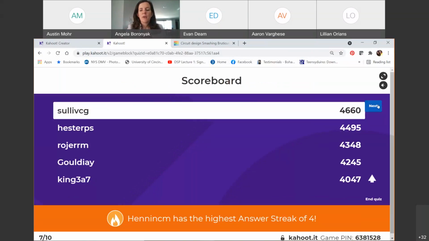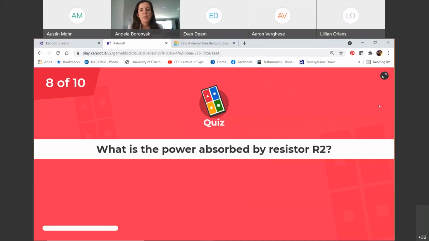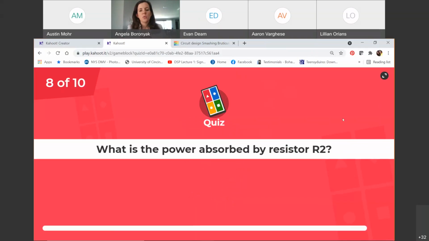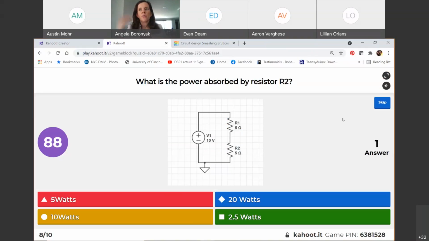Sullivan, CG, Stone lead, followed by Hester. Question 8. What is the power absorbed by resistor R2? I think this is the last of our review ones, and then we'll get into the op-amp ones that are new. Here's R2, it's 5 ohms, this is 5 ohms, this is 10 volts. You can't see that well. 5 ohms, 10 volts. And you've got 72 seconds.